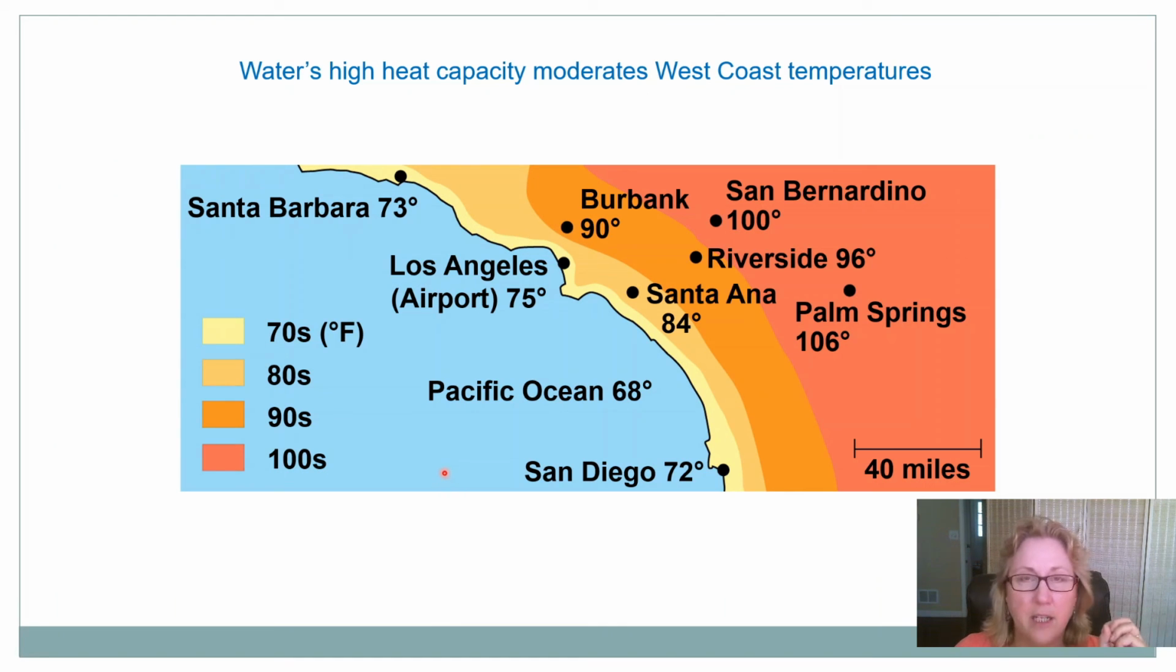Water's high heat capacity also affects the temperature of the air. This is a really important factor in climate modeling. The computer models that are trying to predict temperature changes around the world have to take this into effect.